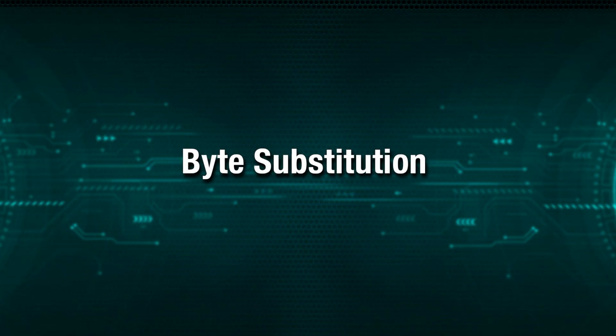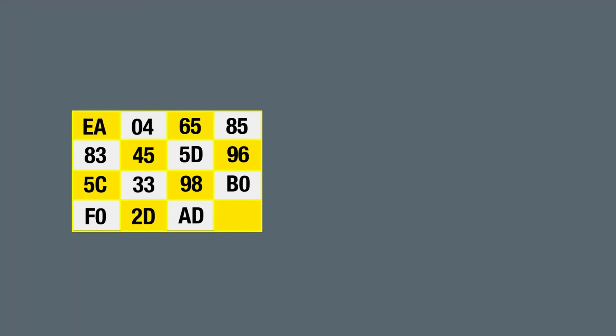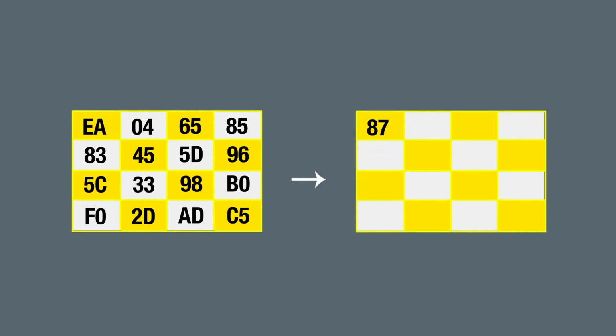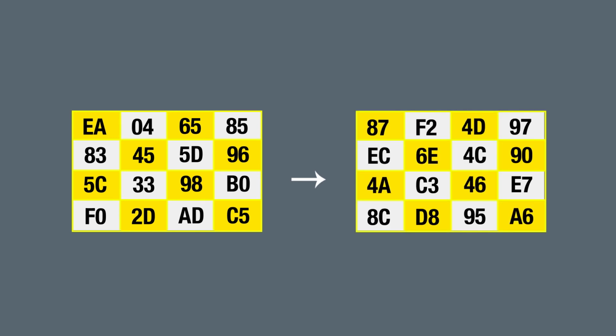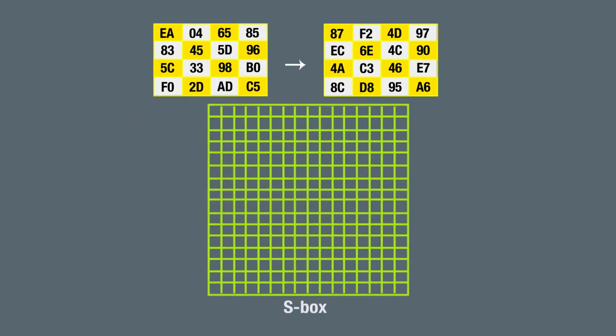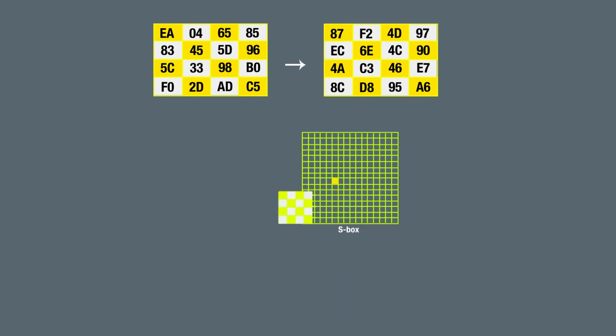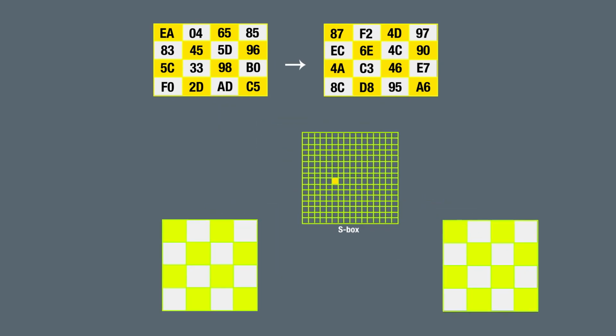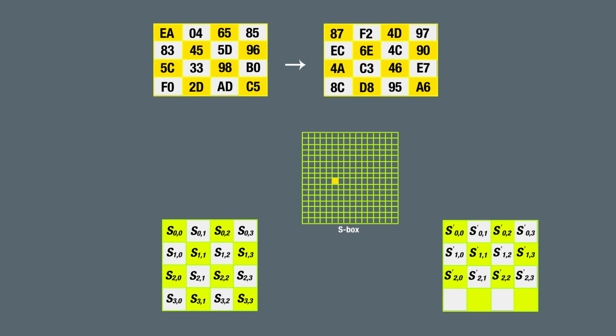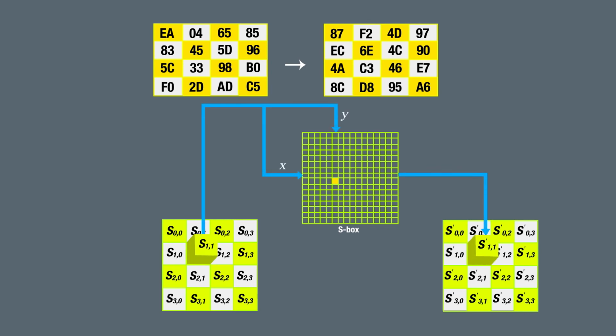Byte substitution. In this stage, a simple substitution is done to each byte. It uses one table of 16 by 16 matrix of byte values called the S-box, containing a permutation of all 256 8-bit values. Each individual byte of state is replaced by a new byte, as the leftmost 4 bits of the byte are used as row value and the rightmost 4 bits are used as column value.